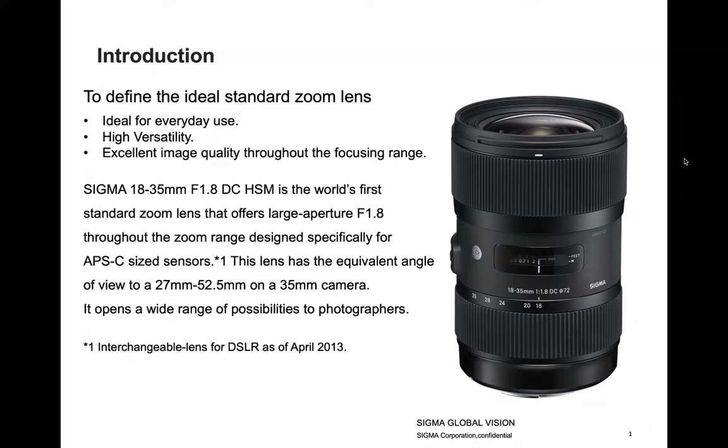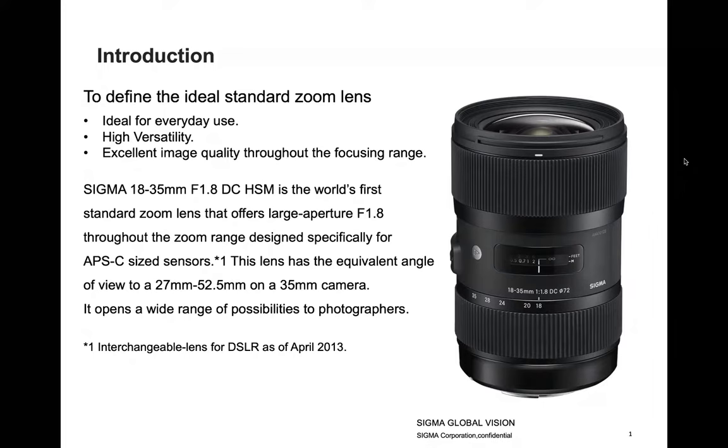Most of you may not be aware why they call it Art, Contemporary, and Sports. Why is the division there? See, Sigma has changed into Sigma Global Vision, and they are categorizing all the new production of lenses into three categories. One is called Art, another one is Contemporary, and the third is Sports. So Art gives an artistic effect, for people who shoot wedding portraits, portraiture, candid. These categories come under Art.